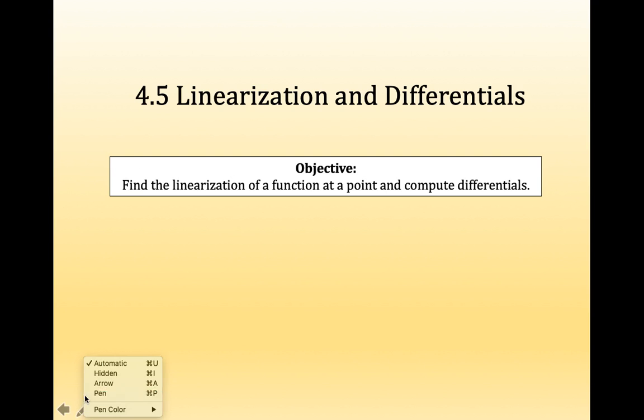This is one section in the book, but it really is two objectives, right? So number one, we're going to find the linearization, which just is a fancy way of saying write the equation of a tangent line, which you've been doing since Unit 3A. And of course, this is an application of derivatives because to write the equation of the tangent line, you need the derivative.